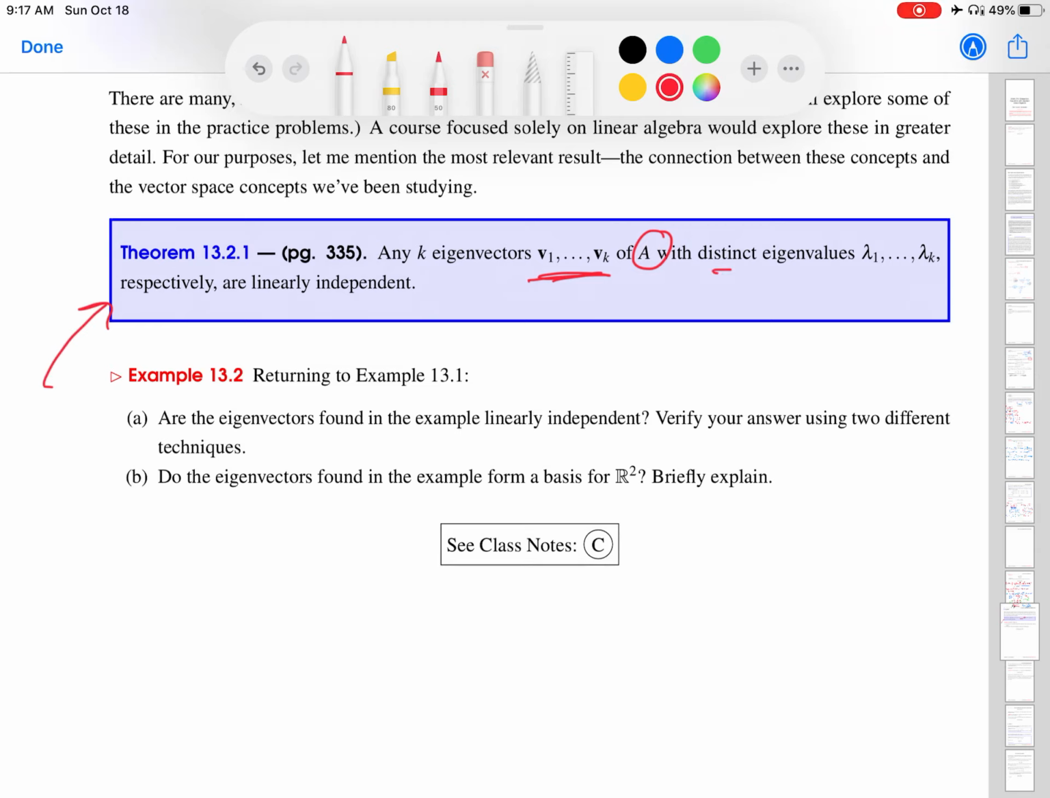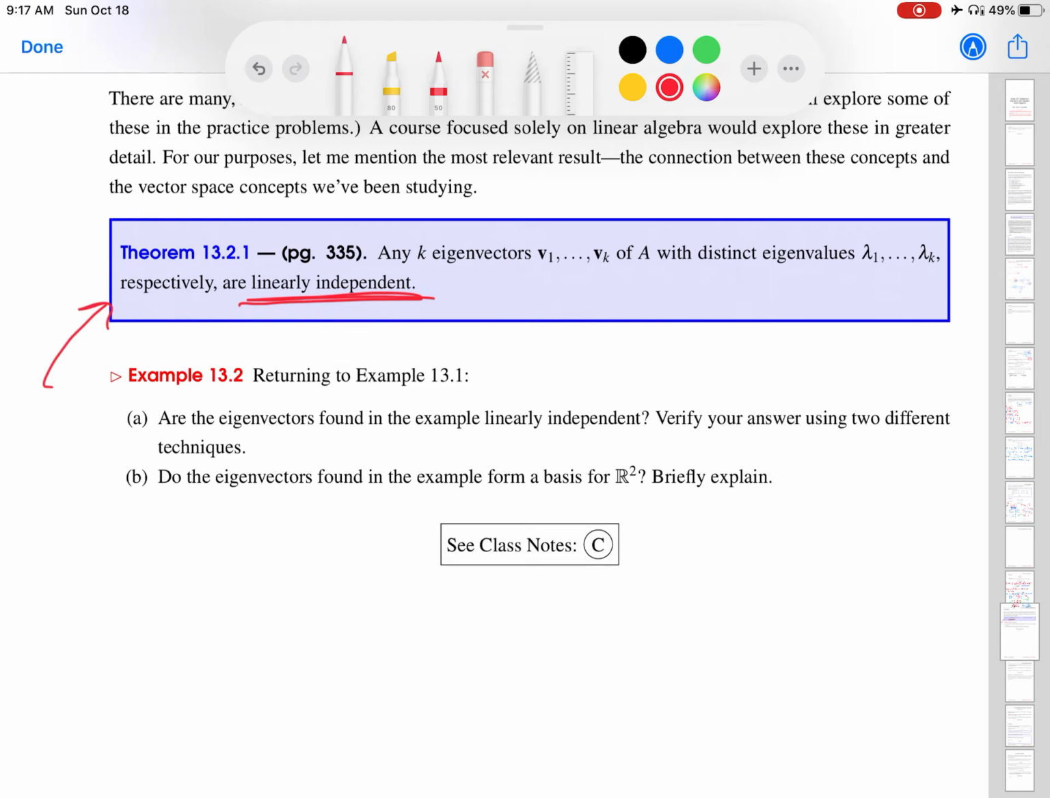And they have distinct eigenvalues lambda 1 through lambda k. Distinct meaning that they're not the same, right? Maybe the eigenvalues are -1 and 7. That would be distinct. If the eigenvalues are -2 and -2, those are not distinct. Those are the same. So suppose I have found eigenvectors with distinct eigenvalues, then this theorem says those eigenvectors are linearly independent. That's very nice.